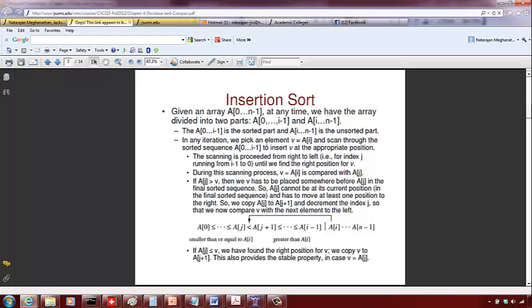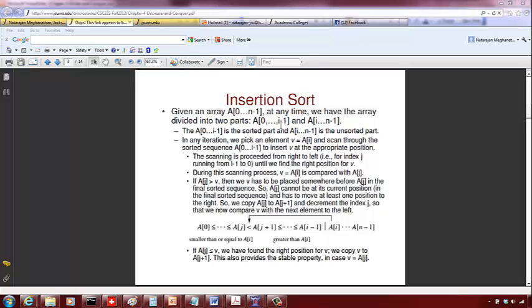Given an array of size n with indices running from 0 to n minus 1, what we are trying to do is this. At any time, we are going to maintain two parts of the array. From index 0 to i minus 1, the array is going to be maintained as a sorted array, and from index i to n minus 1, the array will be unsorted. So this i is really the iteration index.